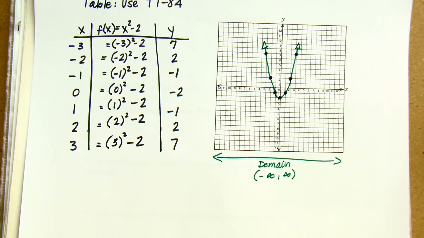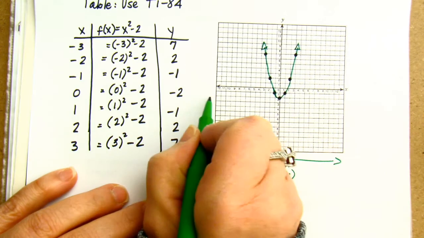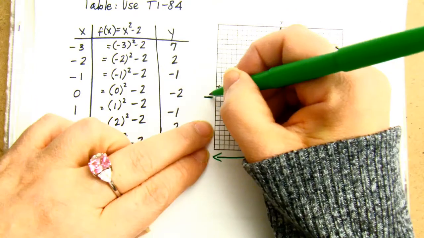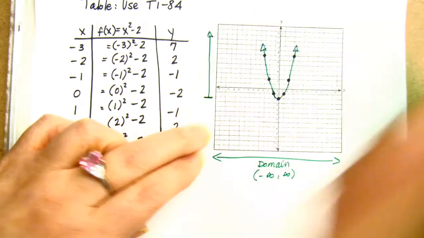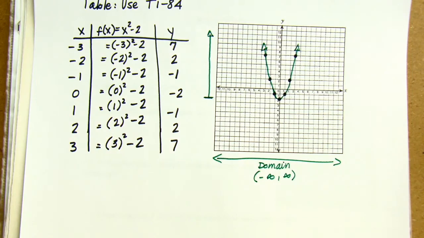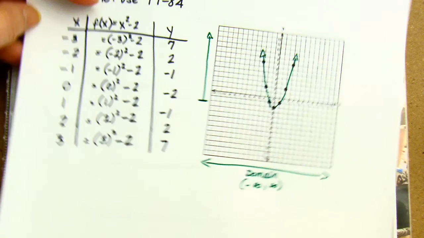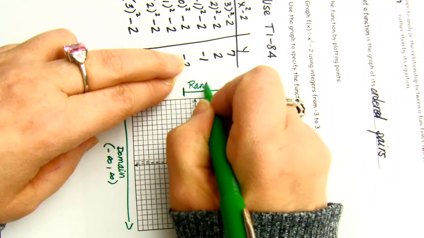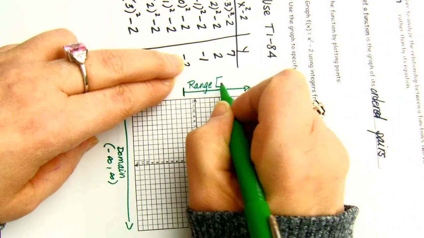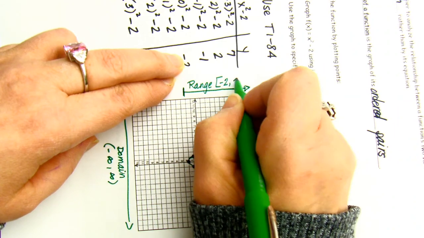However, when I look at my range, I do have a low point. I have a minimum point. That minimum point is right here. And so my range, my y values, are going to go that way, right? And so my lowest point is negative 2. So I'm going to turn my paper, and I'm going to say my range starts at negative 2, including it with a bracket, and goes to infinity.